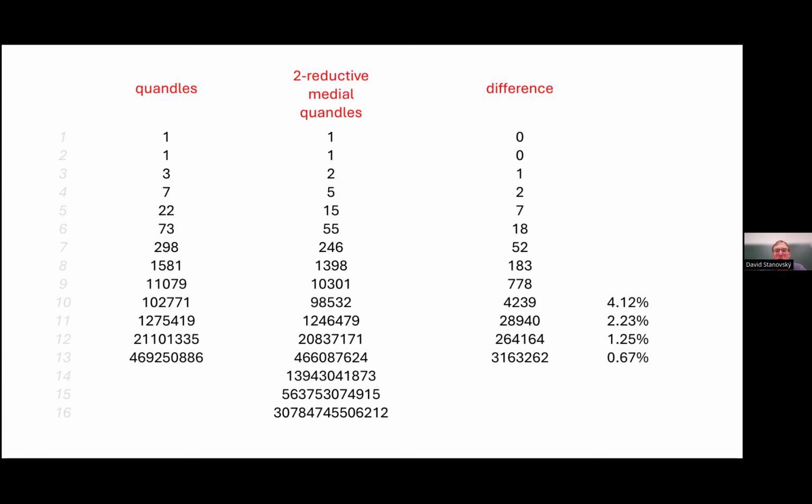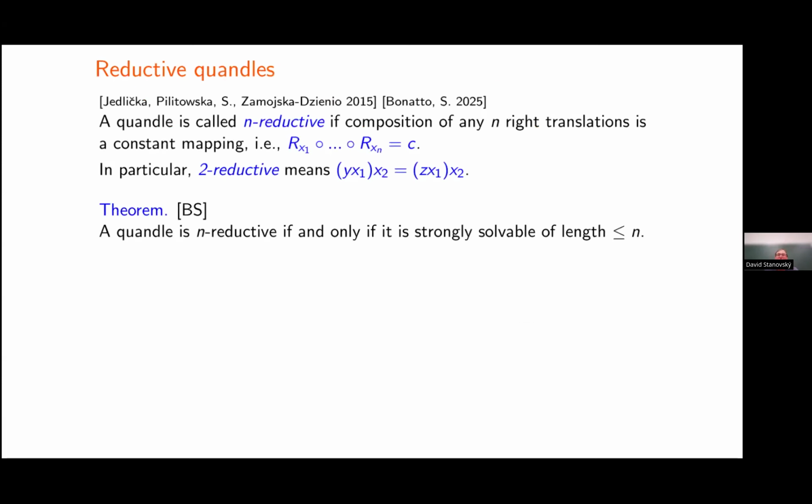So what is this magic class? That's the last point I want to make. It has something to do with the concept of strong solvability that you may know from commutator theory. A quandle is called n-reductive whenever, if you compose any n right translations, you get a constant mapping. Remember, the left translations are permutations and the right translations are just arbitrary mappings. The left translations are supposed to be automorphisms, but we assume nothing about the right translations.